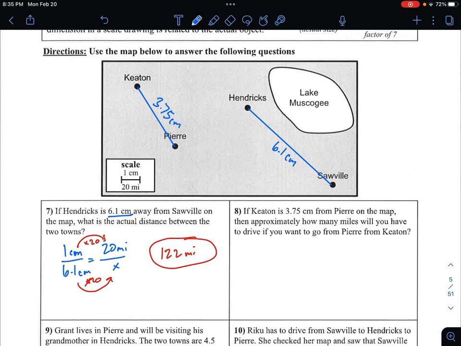So let's set up our scale factor. 1 centimeter equals 20 miles.